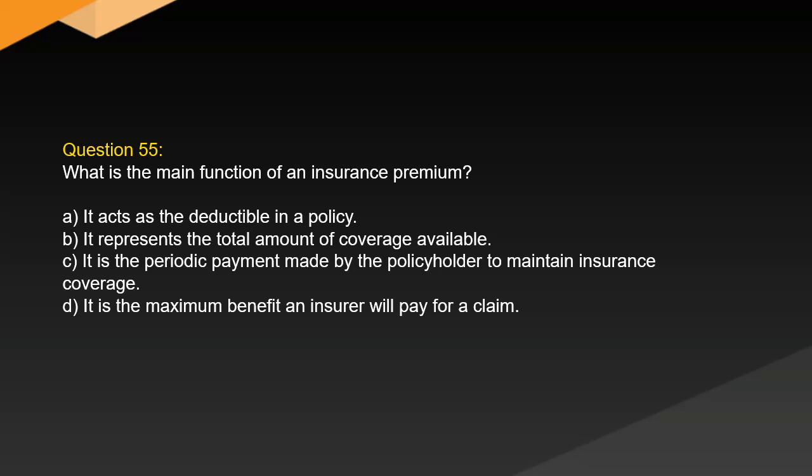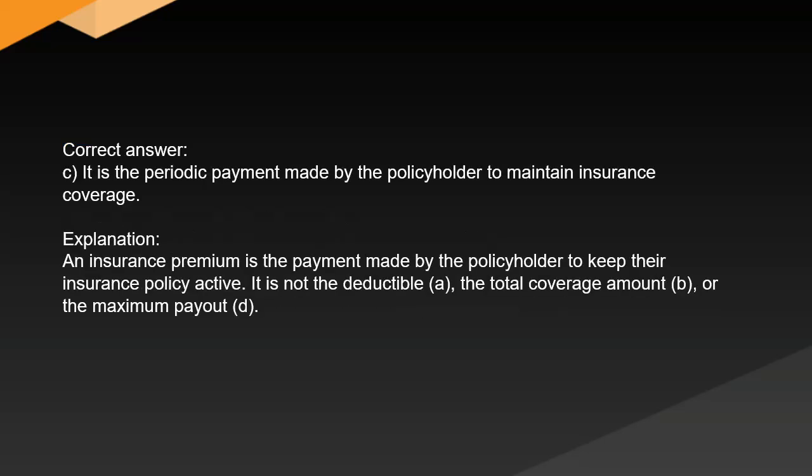Question 55. What is the main function of an insurance premium? A. It acts as a deductible in a policy. B. It represents the total amount of coverage available. C. It is the periodic payment made by the policyholder to maintain insurance coverage. D. It is the maximum benefit an insurer will pay for a claim. Correct answer. C. It is the periodic payment made by the policyholder to maintain insurance coverage.